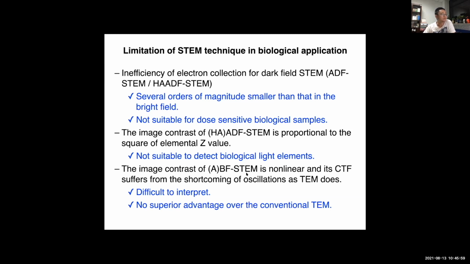And how about the bright field? Its contrast is non-linear, and its contrast transfer function also has the shortcoming of oscillation, just as conventional transmission electron microscopy does. So there's no superior advantage compared to the conventional TEM. That's the reason why STEM technology is not widely used in biological applications.